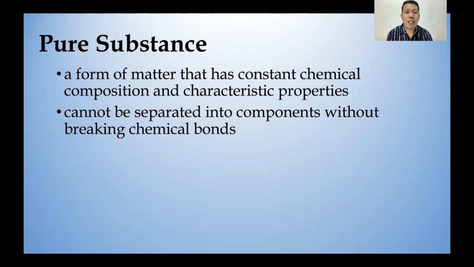So it cannot be separated into components without breaking chemical bonds. As we all know, specifically for compounds, they are connected by chemical bonds. And for us to be able to break compounds, we have to break the chemical bonds. If we are not breaking the chemical bonds composing the compounds, then we are not breaking the compounds. So that's how complicated pure substances are. Later on, we are going to discuss that further.